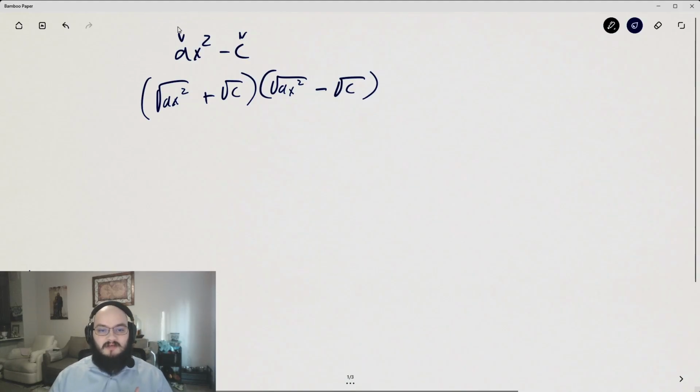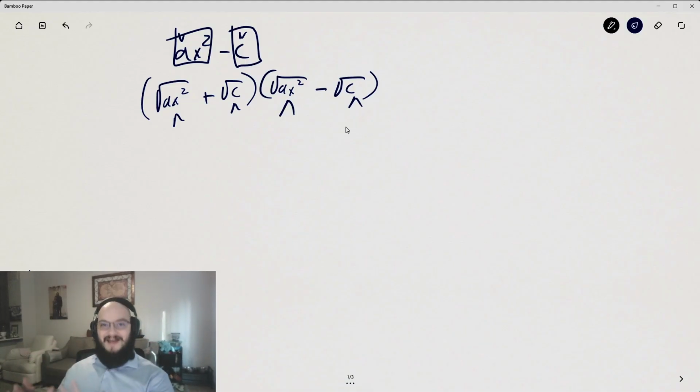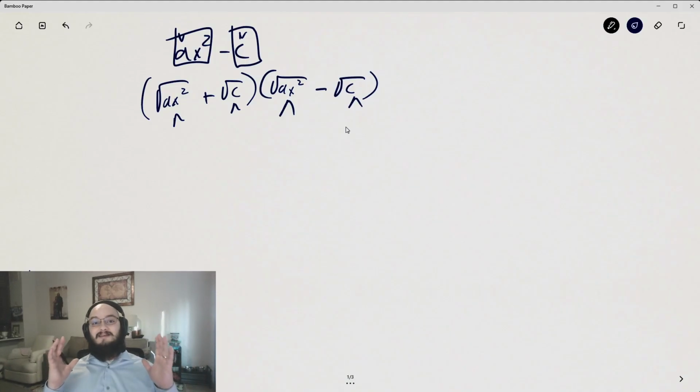What we're doing here is we're taking the square root of our first term, and that goes in the first slot. Then we take the square root of our second term, that goes in the second slot. And then one of the factors has addition, the other factor has subtraction. And that's it. That's the formula. That is the process we are going to use for all of our examples. So let's take a look at that first one.